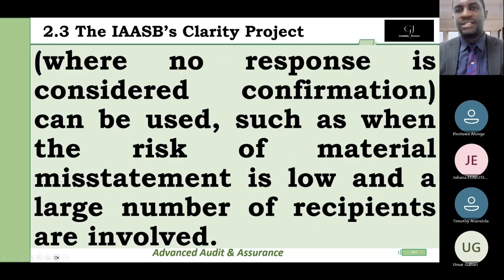All right, so that will be the end of ISA 505 external confirmations before we go to our test.